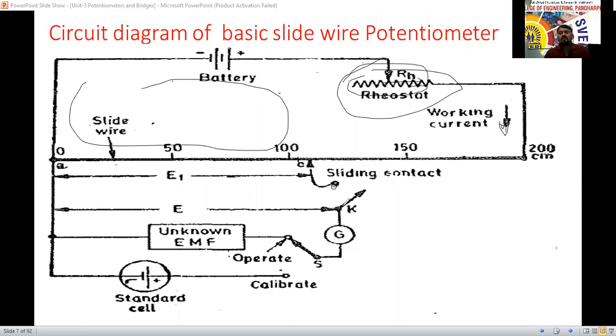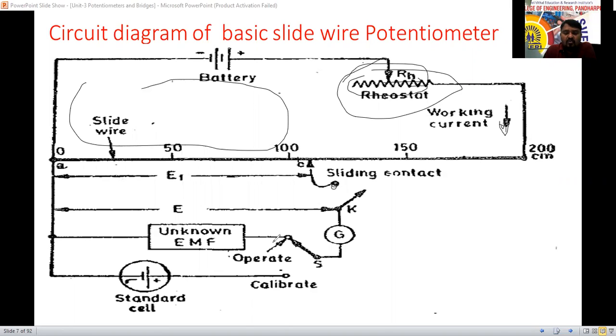The one switch we have used, that K switch, is to close the sliding contact. To the galvanometer we have used one switch, and the galvanometer is connected in between the K and S switches. The switch S has three terminals: one is connected to the galvanometer, and another one we can use for the operating mode or for the calibration purpose. In the calibrating mode also we can use it.